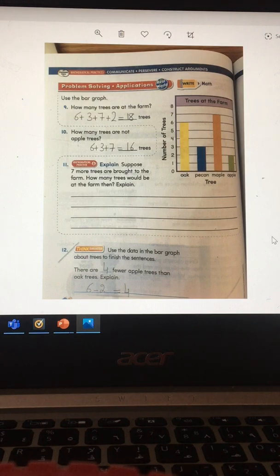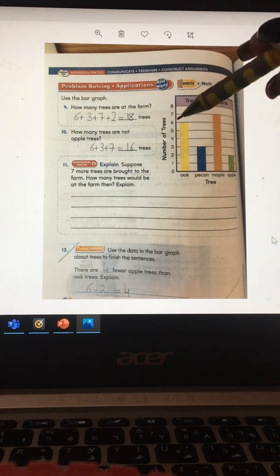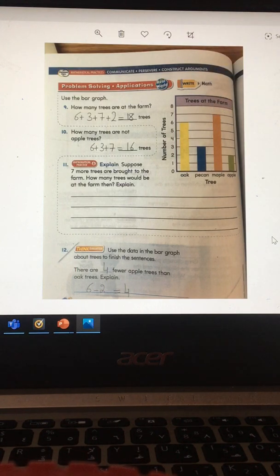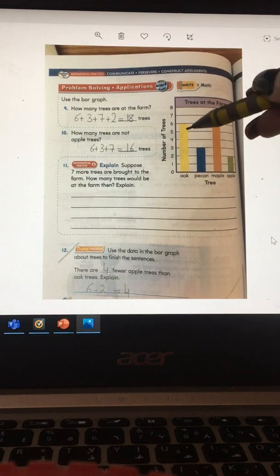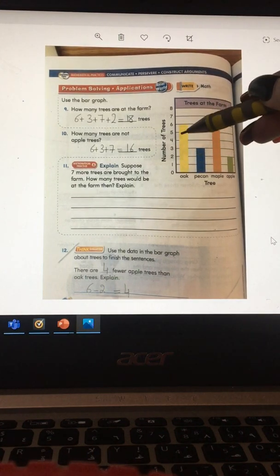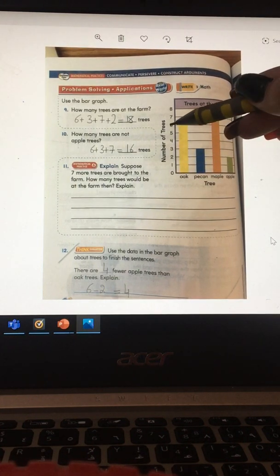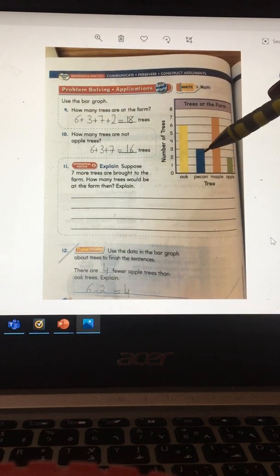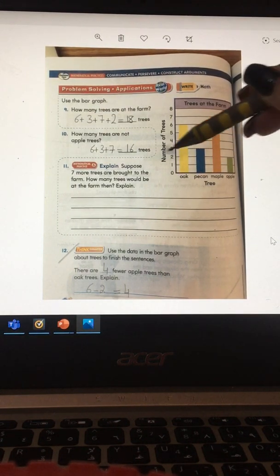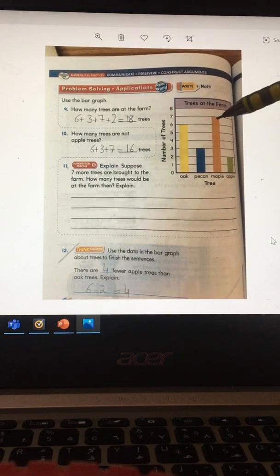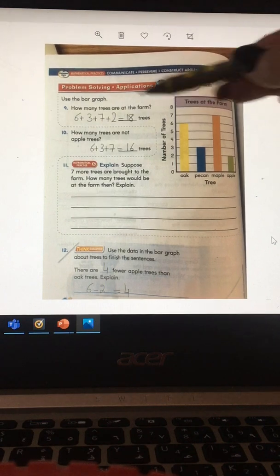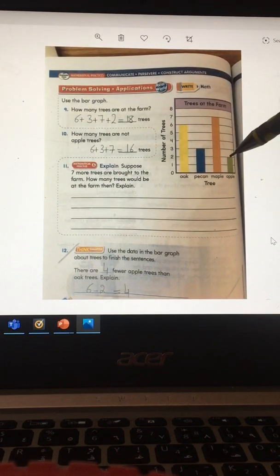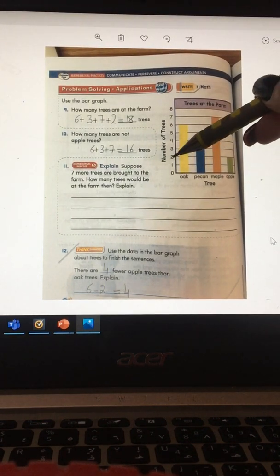Let me add the number of the trees that I have. First I have the oak trees. There are 6 oak trees, so 6. How many pecan trees do I have? I have 3, because the bar ends at number 3. How many maple trees do I have? I have 7 maple trees, so 7 plus how many apple trees do I have? I have 2 apple trees.